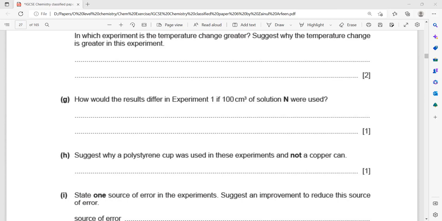Look, the idea is that when we are saying that we are using 100 cm cube of solution N, what will happen to the temperature change? The temperature change will be half, because we are using the same concentration. We did not change the concentration.